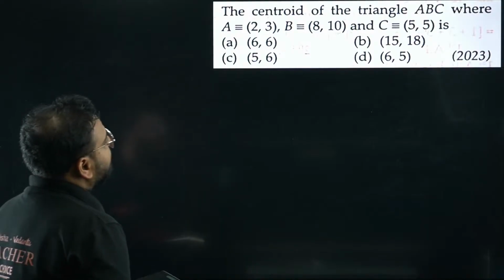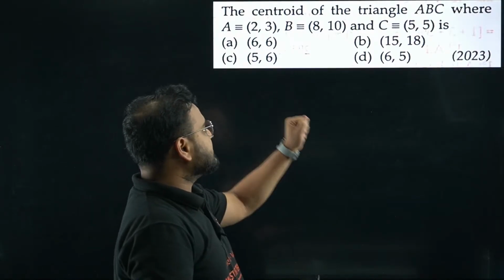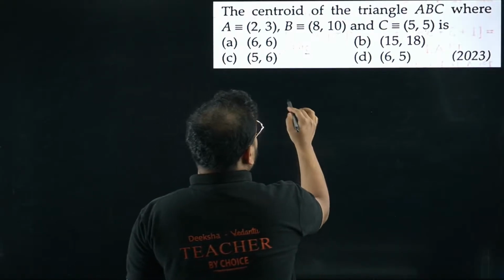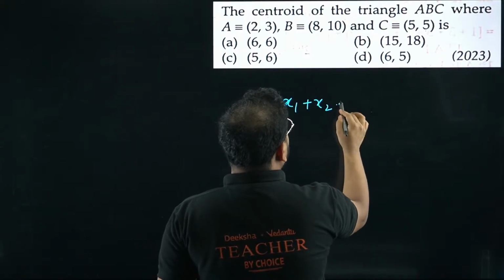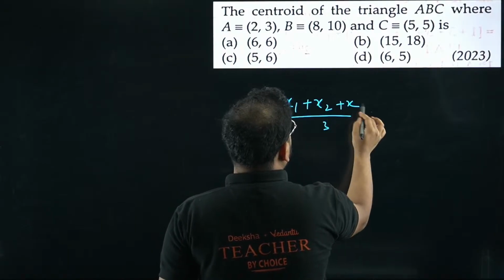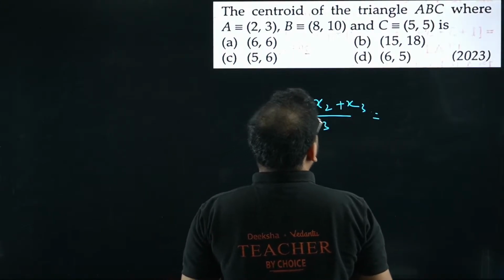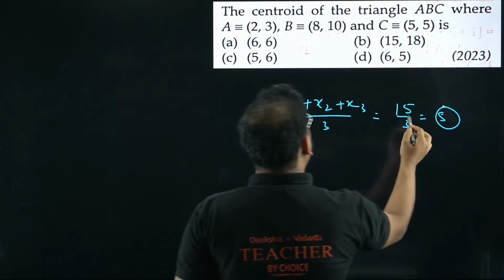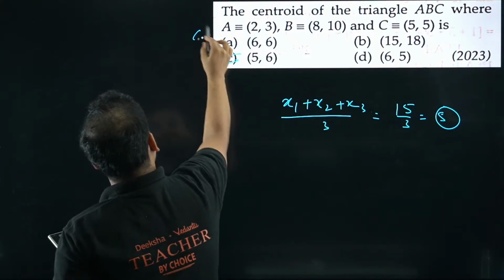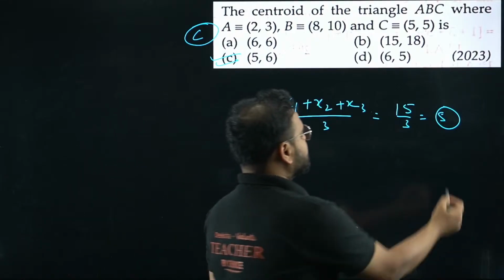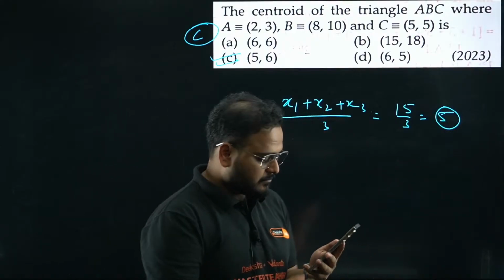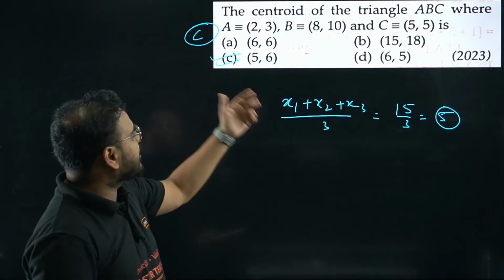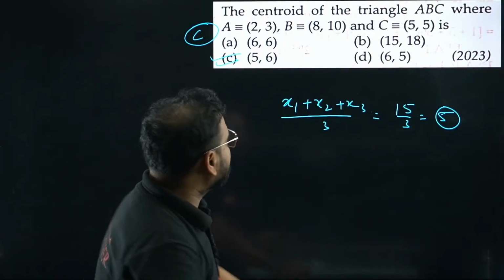So next question, please check. The centroid of the triangle ABC, where A is (2, 3), B is (8, 10) and C is (5, 5), is going to be what? Apply the formula of centroid and give me the answer. This is the formula: (x1 + x2 + x3)/3. So I have 2, 8 and 5, so 15 by 3, which is 5. Only one option has that, so C is correct. X value is 5 means only one option is there. You can find the y value as well, but we have only one option, so no need to find it and use your time. Okay, all works. Moving on.